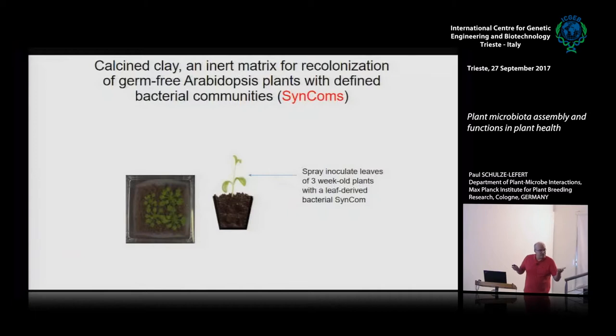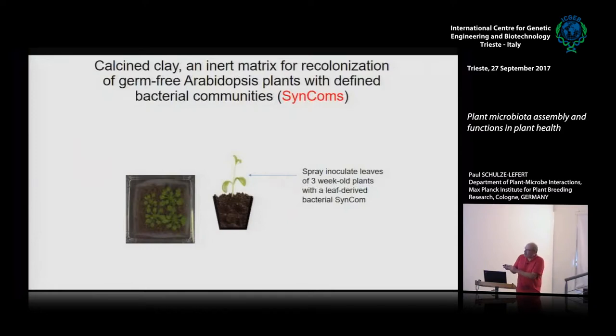And I need to introduce for this calcined clay, which is an inert matrix. It's simplified soil, if you like. Because this is clay, and I'm sure many of you know that you can grow plants in clay. You can simply autoclave the clay so that it's germ-free.